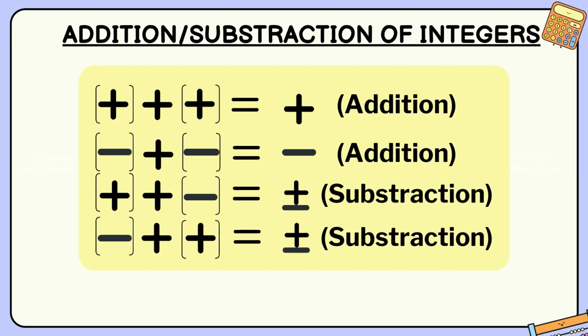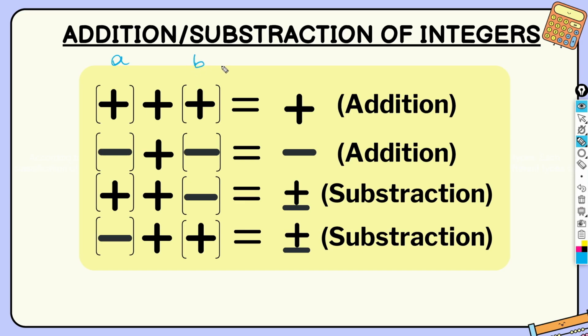Addition and subtraction of integers. Two integers A and B. The rules for addition are, if one integer has a plus sign and the other integer also has a plus sign, then you should do addition and put a plus sign before it. For example, let us take A as 4 plus B as 5. The answer is 4 plus 5. You should do addition, 9. You should put this sign plus.